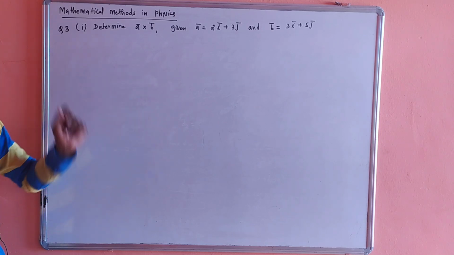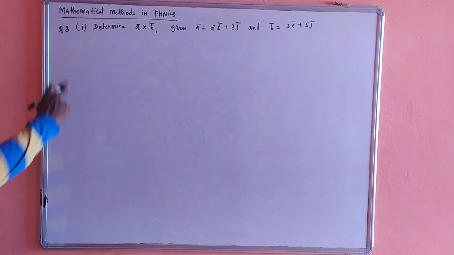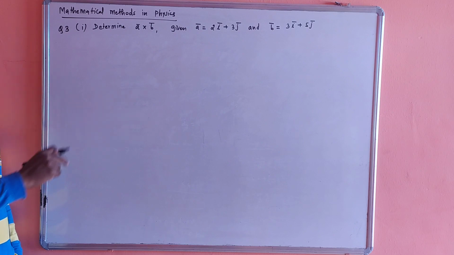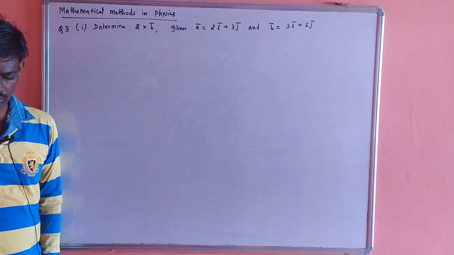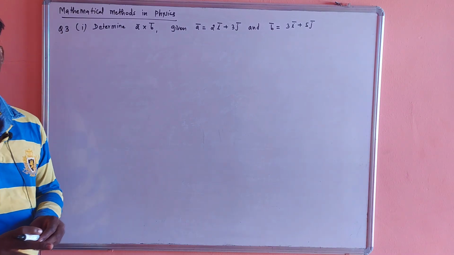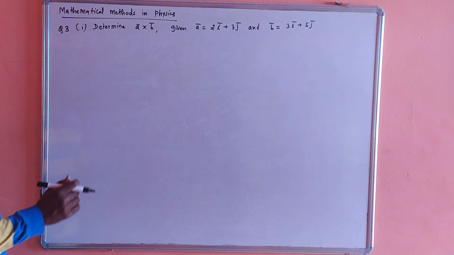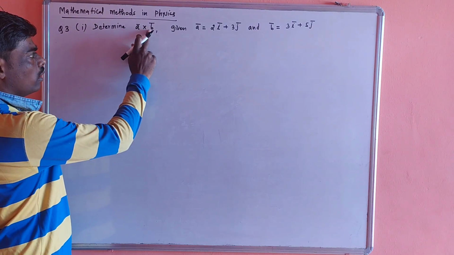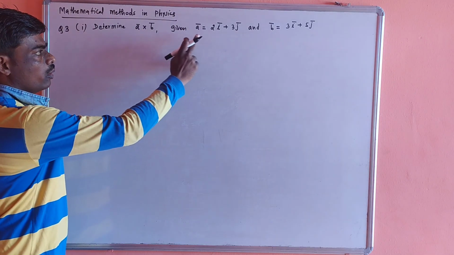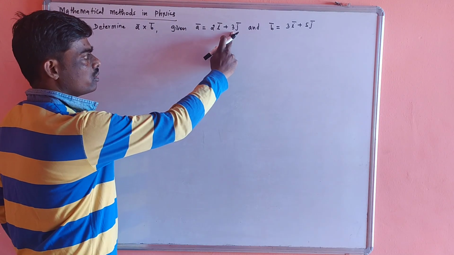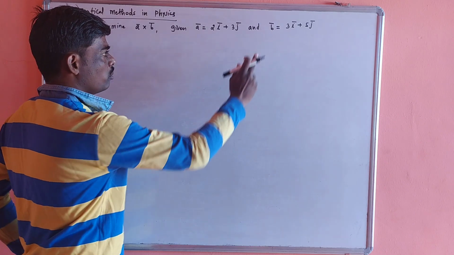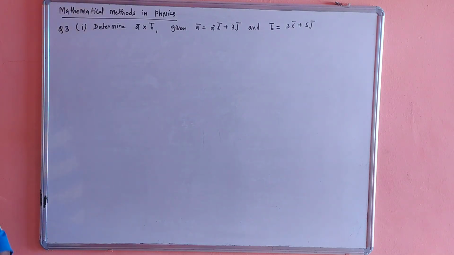Students, today we will see question 3 from the unit Mathematical Methods in Physics from Maharashtra State Board book. The syllabus is Maharashtra State Board syllabus. So, question is like this: determine vector A cross vector B given vector A is equal to 2i plus 3j and vector B is equal to 3i plus 5j.